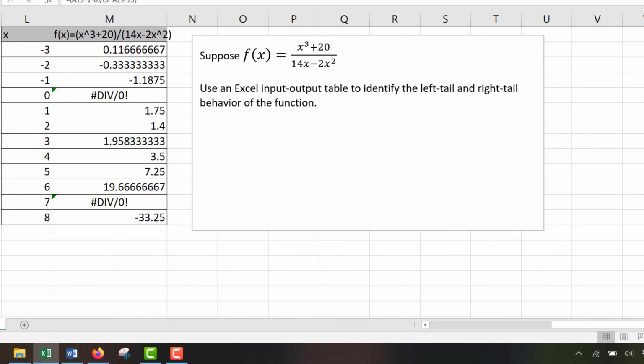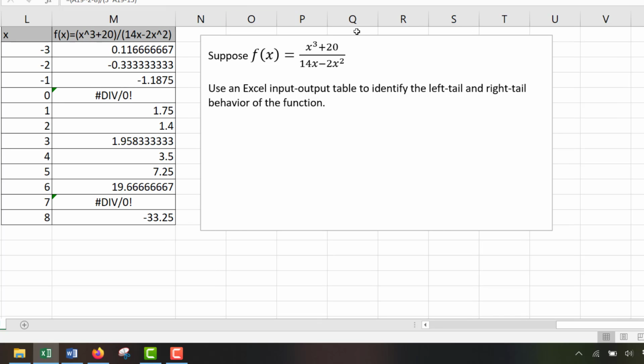Now let's try a second example. In this example, we've been given the function f of x equals this third degree polynomial divided by the second degree polynomial. We're asked to again use an Excel input-output table to identify the left and right tail behavior. So let's first just use that pattern I described a moment ago. We said that if we want to identify the tail behavior, we should divide the leading term of the numerator by the leading term of the denominator, and that should tell us the tail behavior of this function f of x.